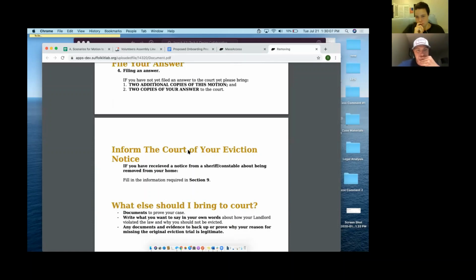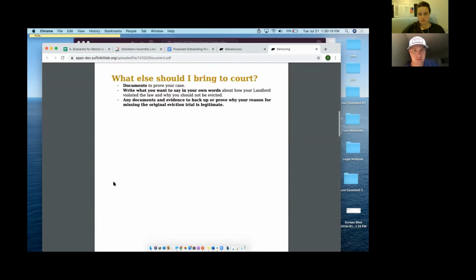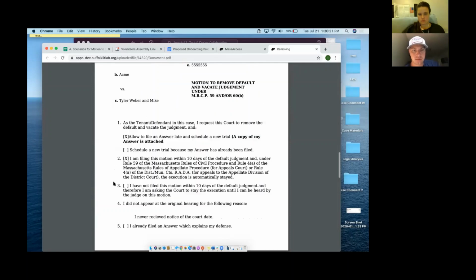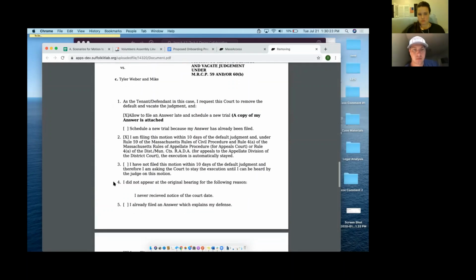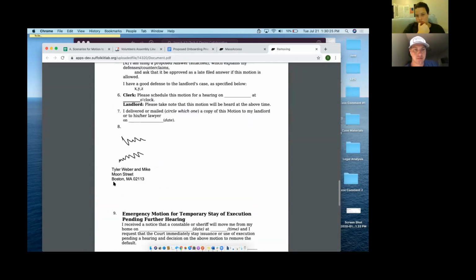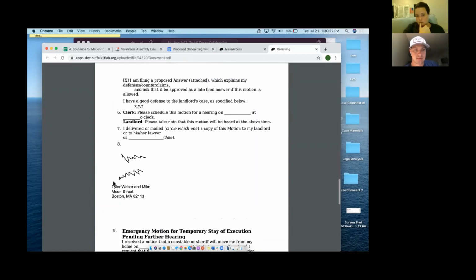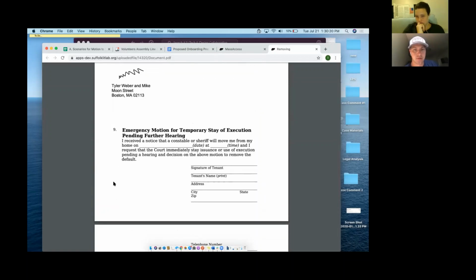Can you wiggle your mouse over it? I'm not seeing it. Oh, right. If you received a notice from the sheriff, fill in the information required in section 9. So if you scroll down, is there a section 9? I don't know if you should have that there if you don't actually have a section 9. Yeah. There it is, 9.